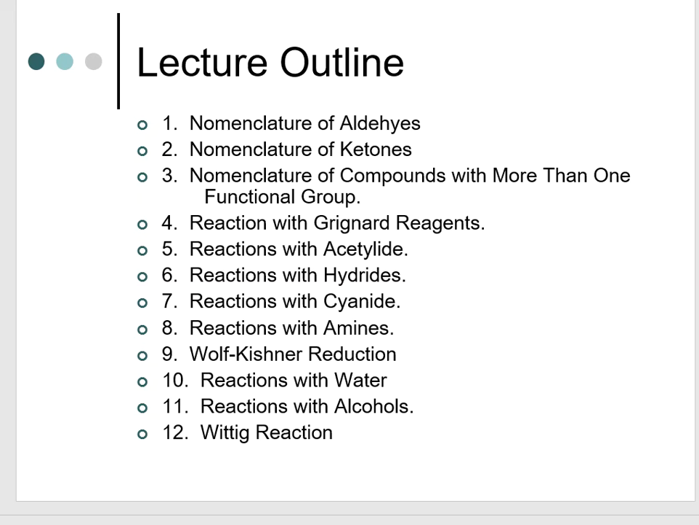Wouldn't you know? That ties us all the way back to the very beginning of the semester. Number 5, reactions with acetylide. Do you remember what acetylide was? I hope so, because if you had me for Chem 251, we used the acetylide ion to elongate a chain. And that's now coming back. Number 6, reactions with hydrides. Well, what is a hydride? That you're going to learn about, because we're going to do some reactions with them.